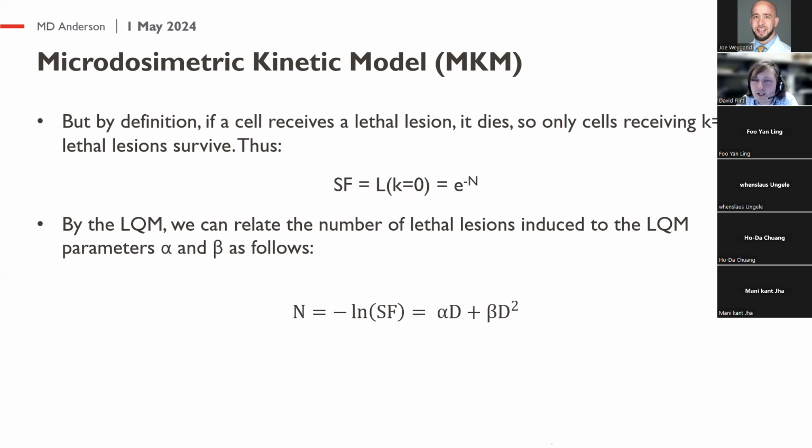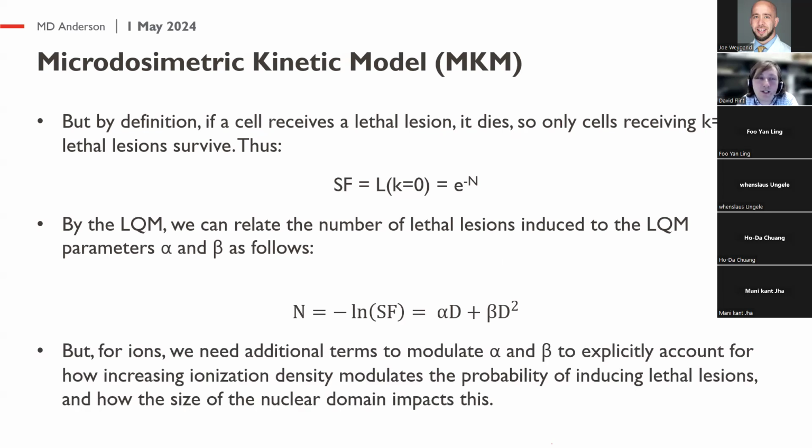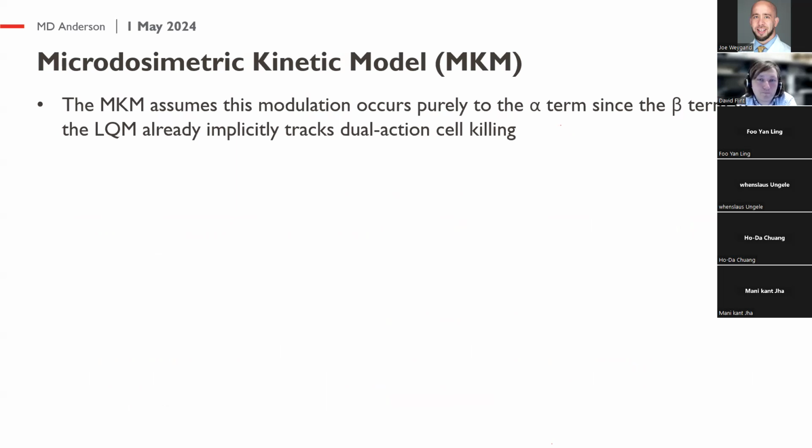So all we really need at this point is some way to modify the alpha and beta input parameters to account for how increasing ionization densities, and also the size of the nuclear domain, the region in which those increasing ionization densities actually matter. We just need some way to figure out how those modulate alpha and beta to figure out the number of lethal lesions we expect our ions to induce, and then we can very easily calculate survival in that case.